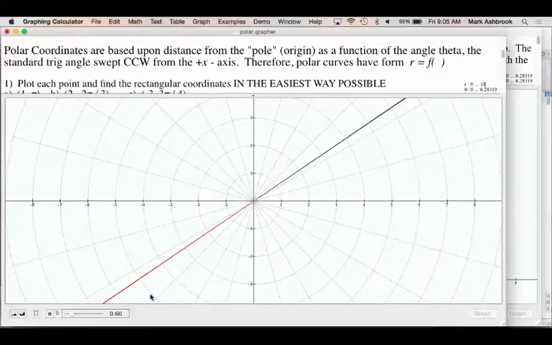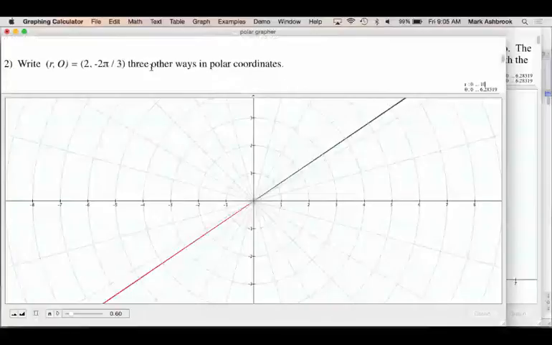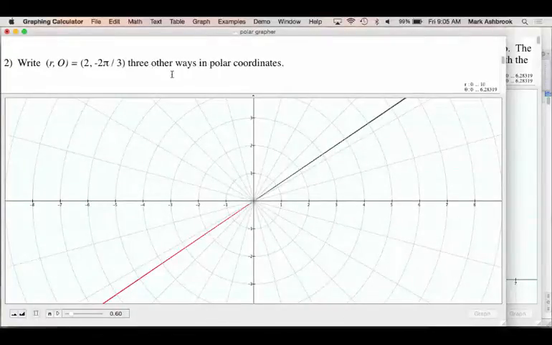Okay, we're back. So we did this question. Let's do this question now. So find this point: 2 comma negative 2 pi over 3. So identify that point. And let's find the x and y coordinates of that point, and then write it 3 other ways in polar coordinates. So find 3 other ways in polar coordinates to express that point in the plane.